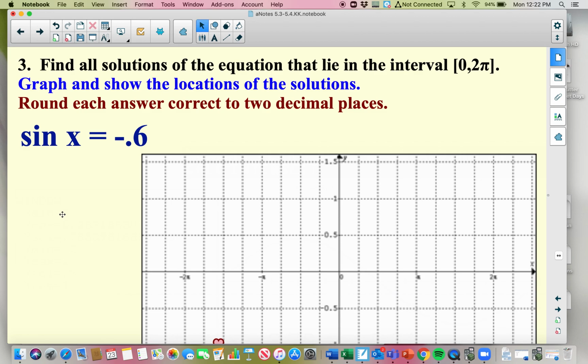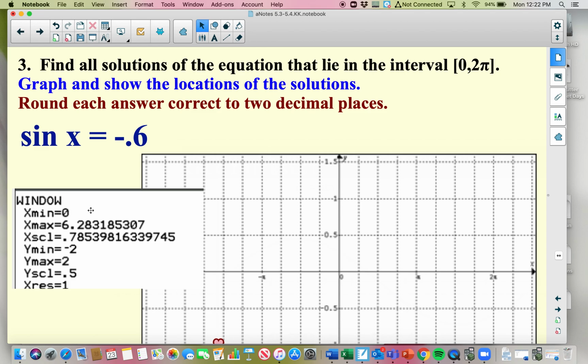So here's the deal. I'm guessing you haven't done a whole lot of graphing of trig functions on your calculator. So I'm going to pull up a screenshot of what your window should be set to. In this case, it's telling you to make sure you're on the interval from 0 to 2 pi. So notice my x min to my x max, 0 to 2 pi. 6.28, of course, is 2 pi as a decimal. I scaled my x scale by pi over 4.